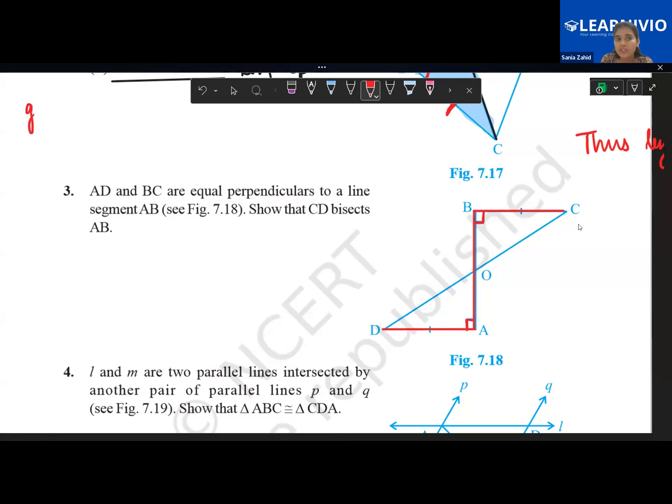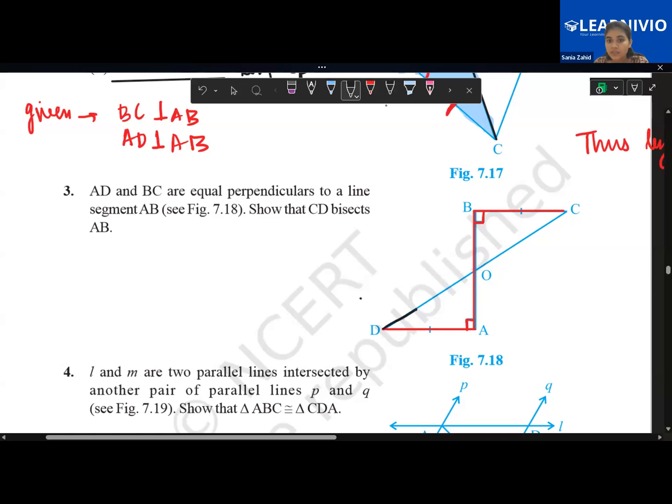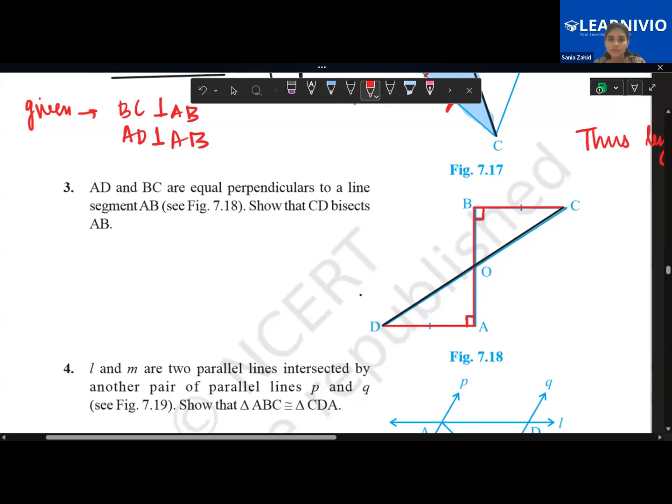So you will write down what is given in the question. Given BC perpendicular to AB and AD perpendicular to AB. Both of them are perpendicular, so you'll write down given. To show that CD bisects AB. So CD is this black colored line that I'm drawing. This is line CD. You have to show that it is bisecting AB. So children, if it is bisecting AB, what does it mean? I told you in the last class, what does it mean to bisect anything? It means cutting something in equal halves. They are being divided into equal halves.